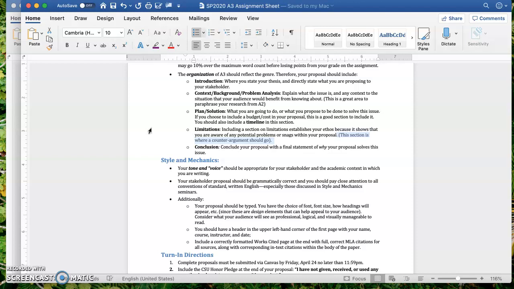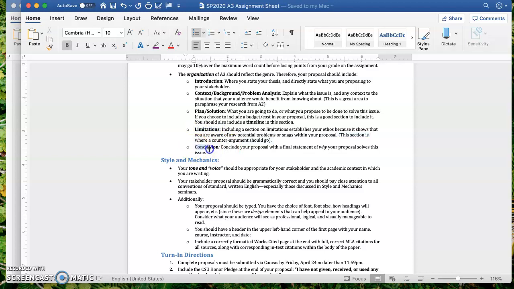For your A3, I am requiring you to write a counter argument because for the genre of a proposal, the goal is that your stakeholder is ultimately going to implement your plan. So if they're going to take serious, concrete action based on what you're writing, it's important that you establish any weak points because that will make your stakeholder more likely not to just accept your claim, but to actually implement your plan and do what you're asking them to do. So that's where you will include your counter argument, in your limitations section.